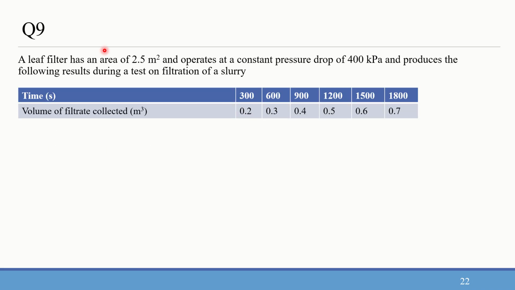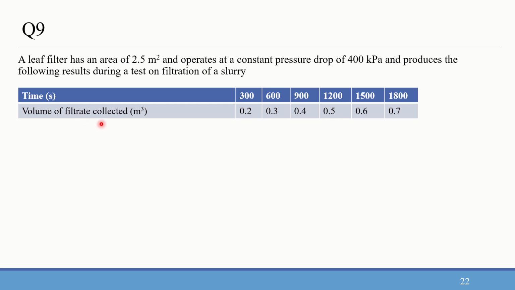In the 9th question, what is given is that a leaf filter has an area of 2.5 meters square and operates at a constant pressure drop of 400 kilopascal and produces the following results during a test on filtration of a slurry. So similar to question 1, but numbers are changed. Time is given, and it starts from 300 seconds and goes on for every 300 seconds. So 300, 600, 900, 1200, 1500 and 1800. So it starts from 5 minutes and ends at 30 minutes.